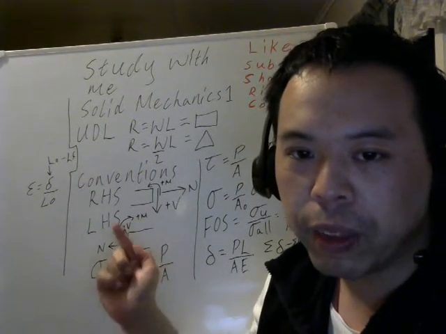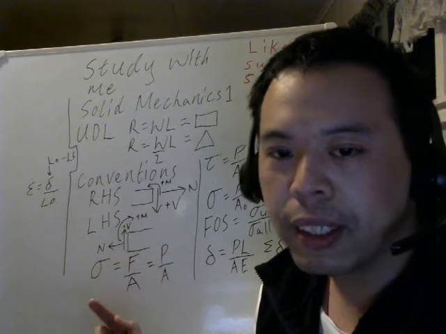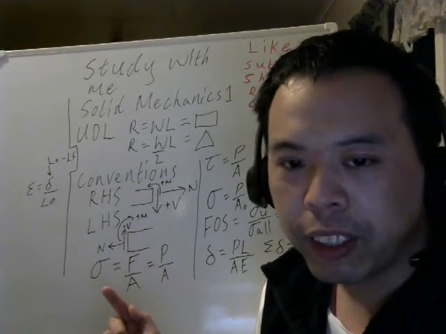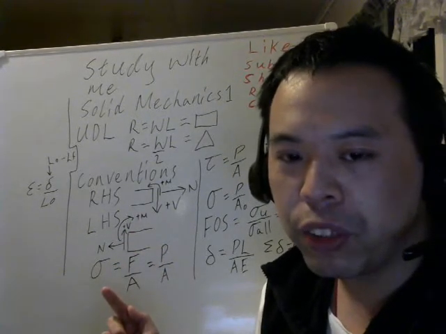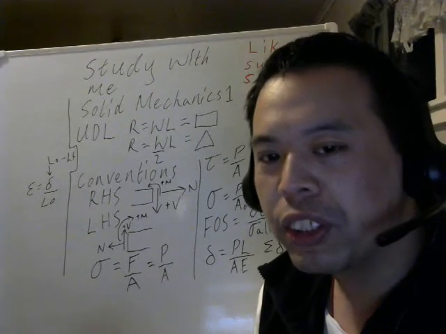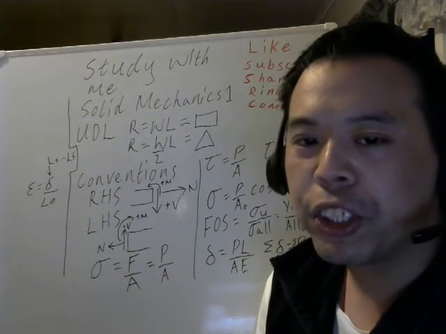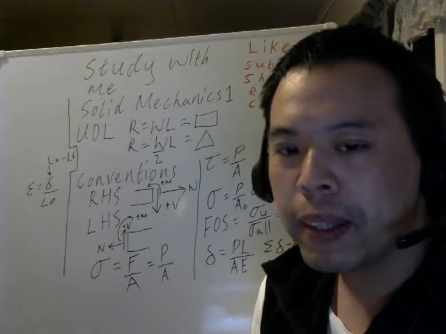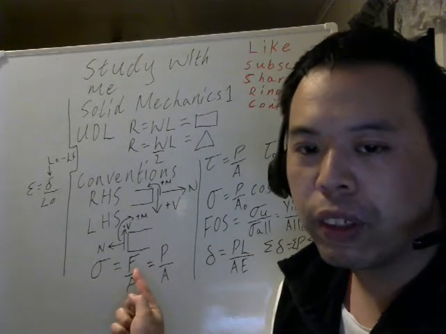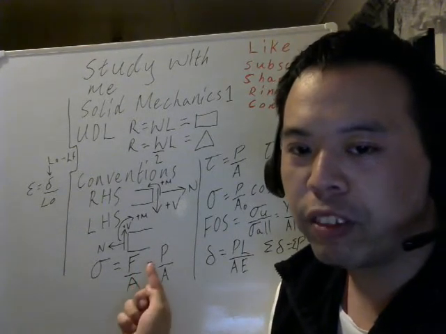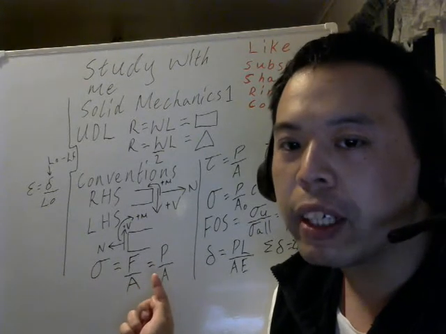bending moment going clockwise. Okay, this symbol here is sigma. Sigma is used for stresses in compression and in tension. So you have force divided by area, which really means it's pressure divided by area.